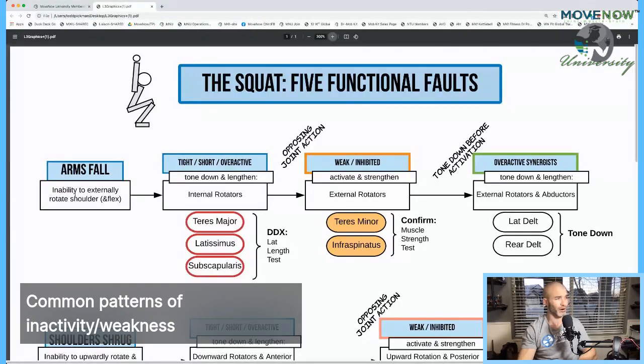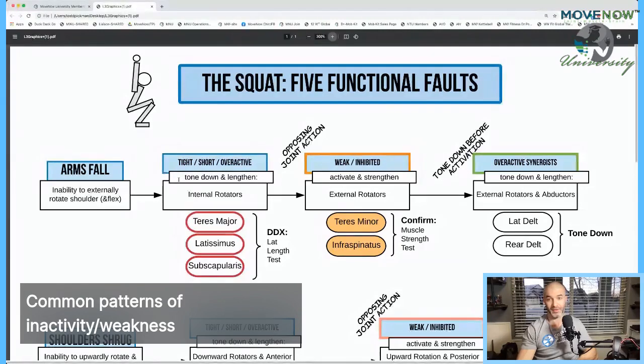All right. So if the arms fall, the thought process is, what is that? That is an inability to externally rotate and flex the arm when you go into a deep squat. So if you can't externally rotate, you go to this next little spot right here. Hopefully you can see my mouse. Yeah, there we go. You can see it better. All right. That means that there's likely tissues that are tight, short, and overactive.